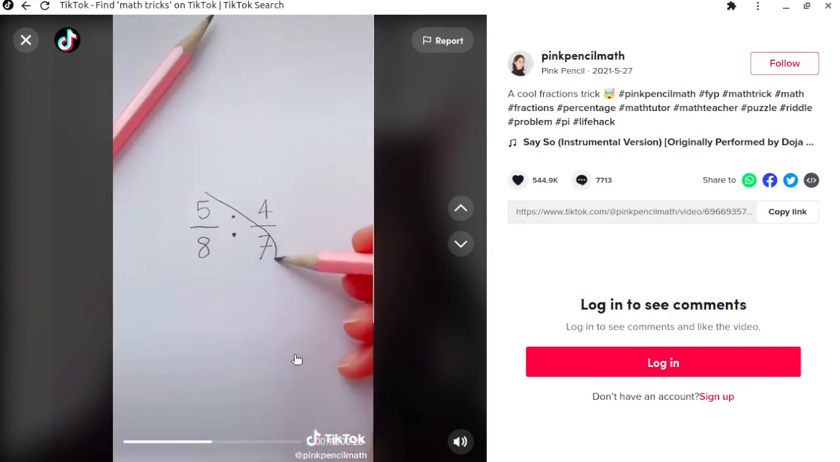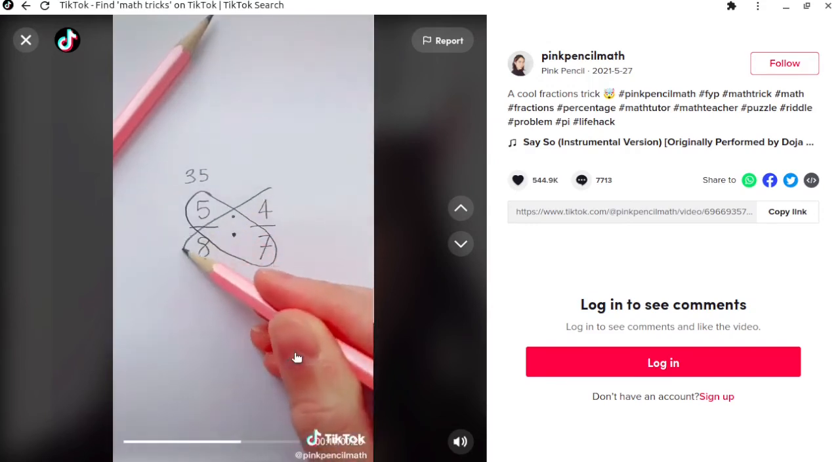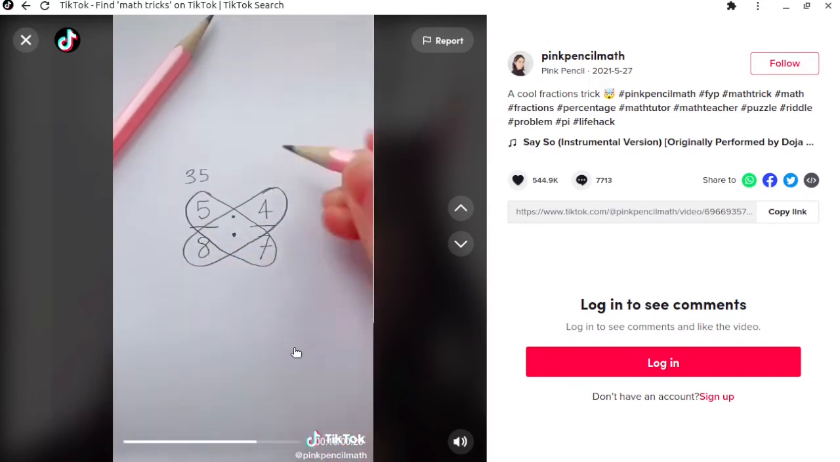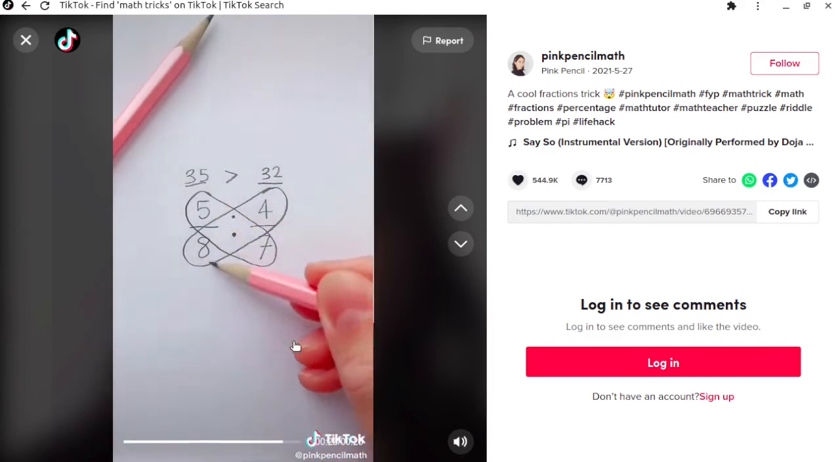First, draw a bubble around these two numbers and multiply them, so 5 times 7 is 35. Now draw a second bubble around these two numbers and multiply them, so 4 times 8 is 32. So since 35 is greater than 32, we know that 5/8 is larger than 4/7. Woohoo!